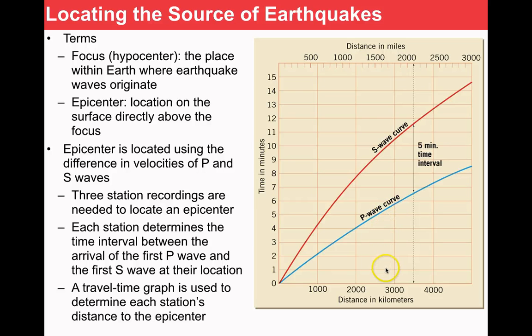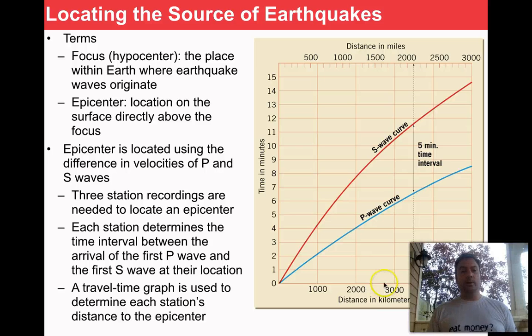And then we'd read it all the way down to the bottom, and we notice that that gap gives us a 2,800 kilometer distance. Cool. So we can actually figure out how far away the earthquake occurred by looking at the difference in the arrival times between the P wave and the S wave.